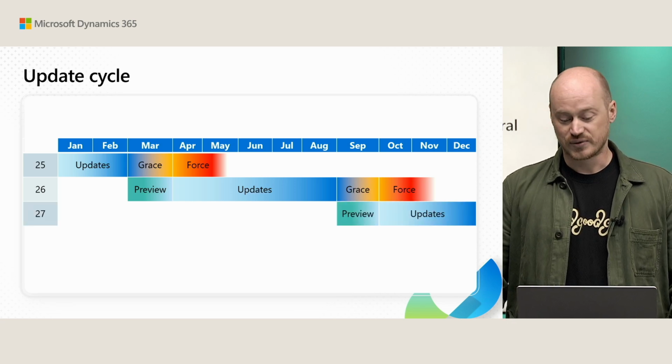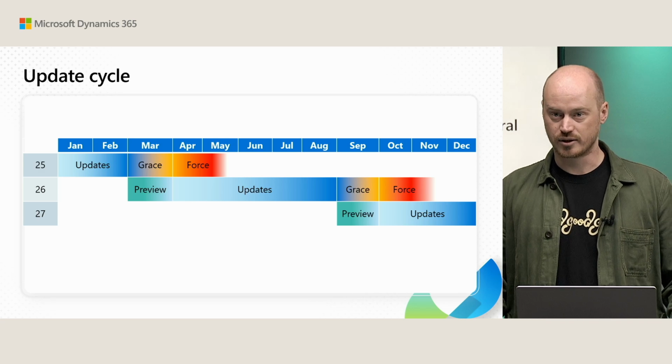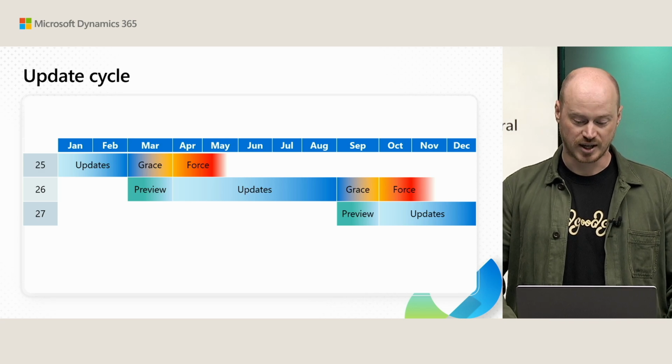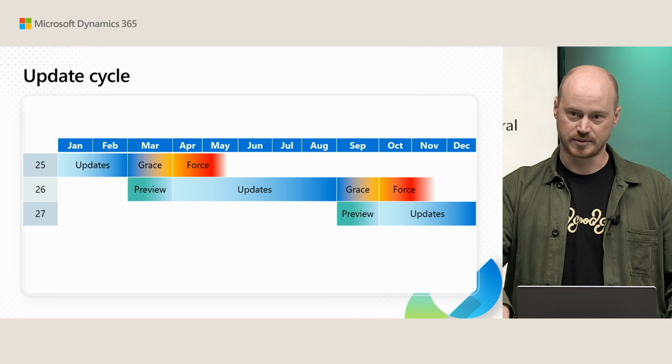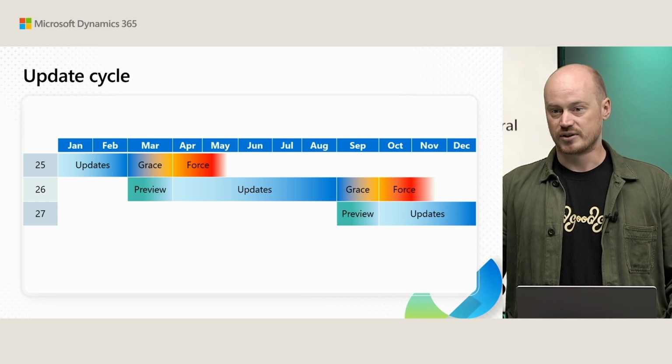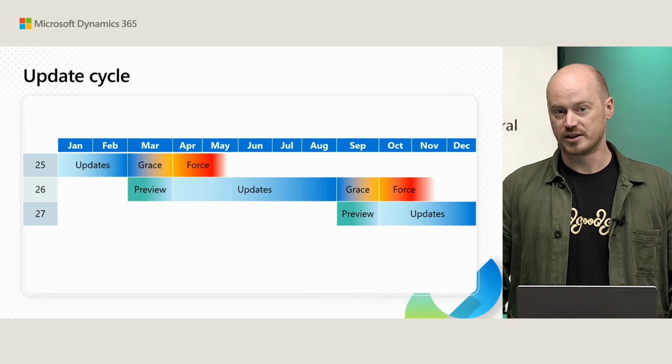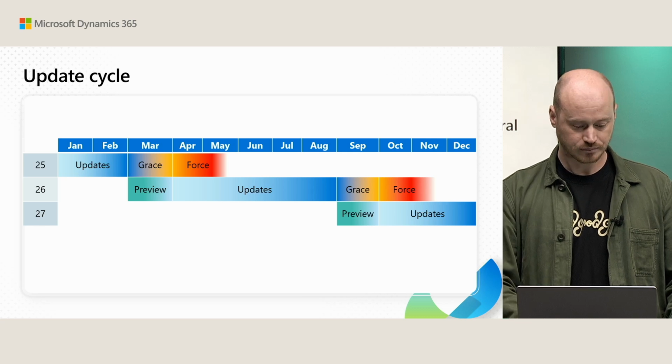And finally, version 27, later this year, when it comes out in September, we'll follow the same pattern where the preview period overlaps with the grace period, and the forced update period starts when the regular updates to version 27 start.